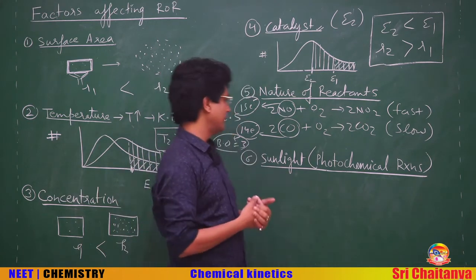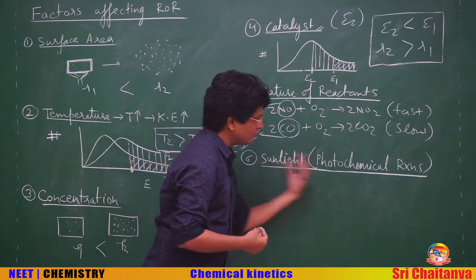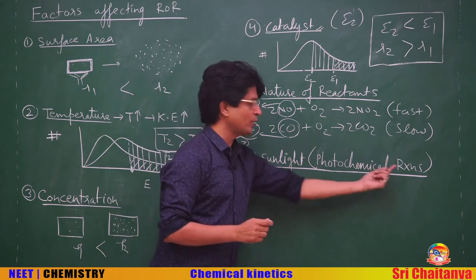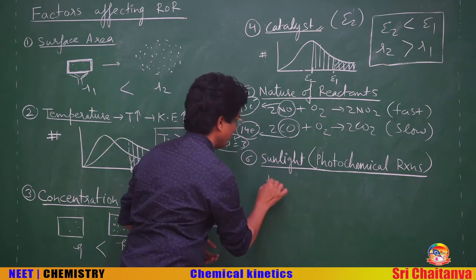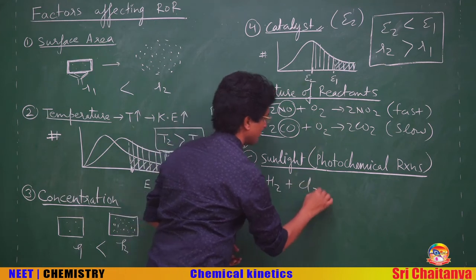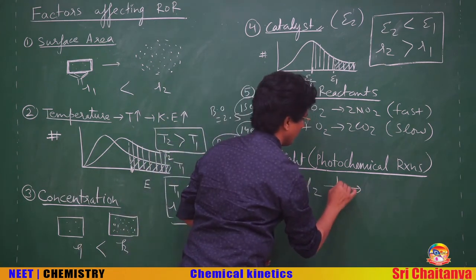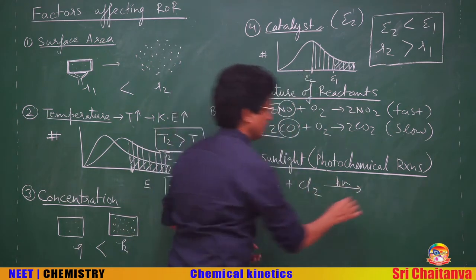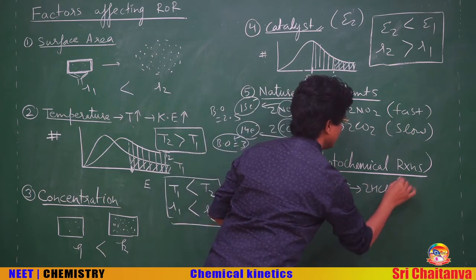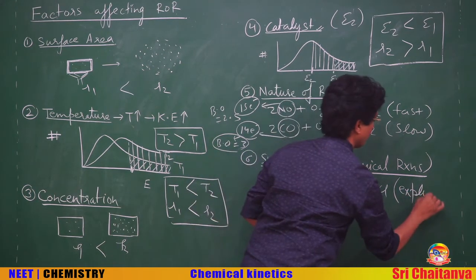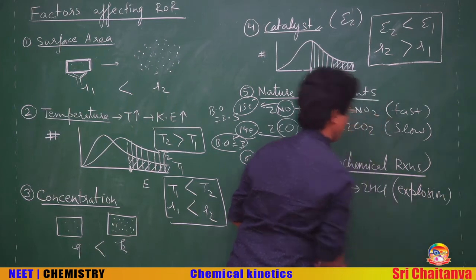Now sunlight. This factor is important in case of photochemical reaction. Say for example, we have got a reaction H2 + Cl2 in presence of UV light. This will give you 2HCl, and that too with explosion, very fast.